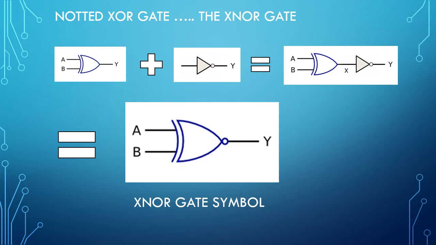And just like before, instead of redrawing the whole inverter on the output of the gate, all we do is take the inversion bubble off the inverter and place it on the end output of the gate to let us know that the gate has been NOTed or inverted.